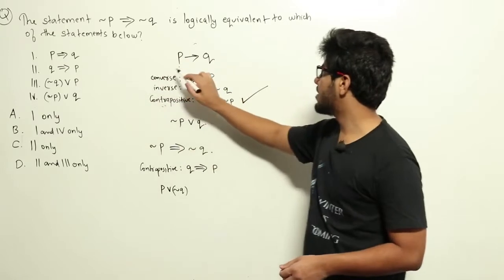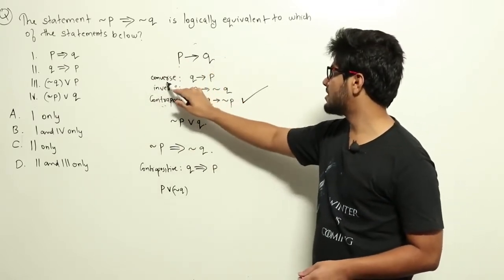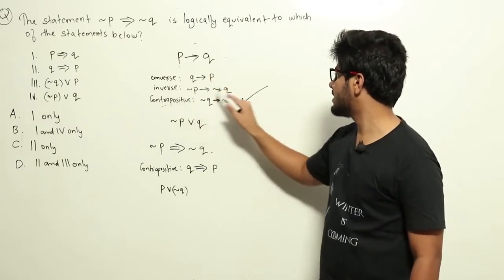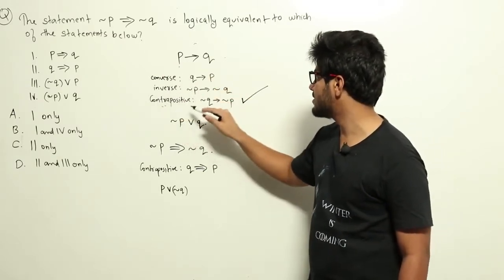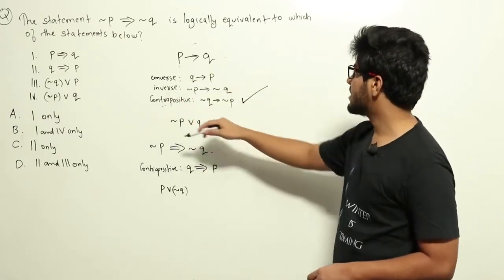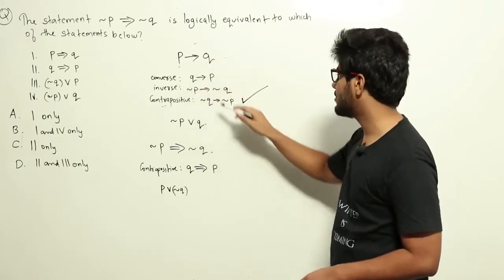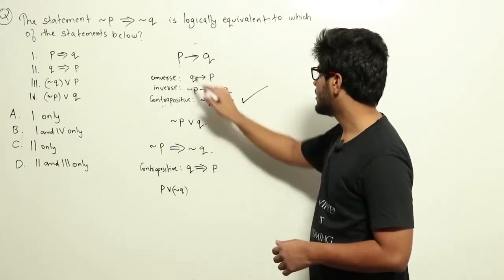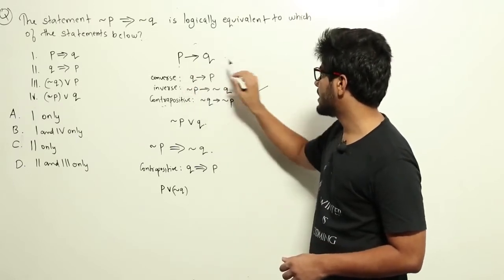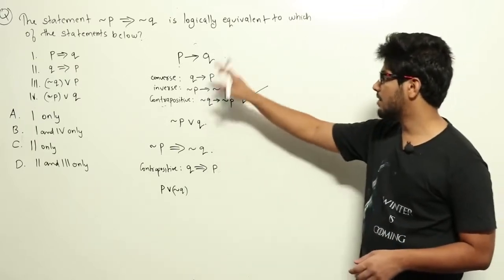Before that, if we have been given a statement of the form P implies Q, the converse of the statement is Q implies P, the inverse is negation of P implies negation of Q, and the contrapositive is negation of Q implies negation of P. Among these three statements, only the contrapositive will be equivalent to P implies Q. These two won't be equivalent to the given statement. Also, a statement like P implies Q, we can write it as negation of P or Q as well. So based on this info, we look at the options.